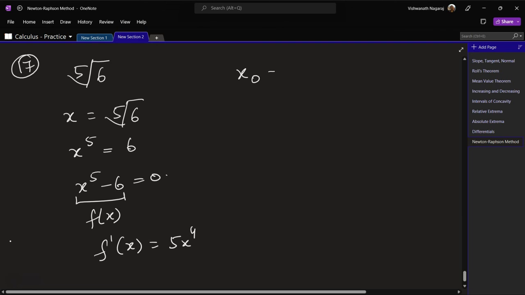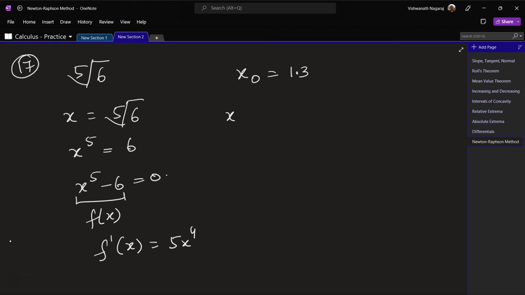Now what will be x naught? 1 to the power of 5 is 1. 2 to the power of 5 is going to be 32, which is very, very big. So let's take it as 1.3. The better your initial guess, the less the number of iterations you have to perform. And sometimes it may actually fail if the variation is too high.